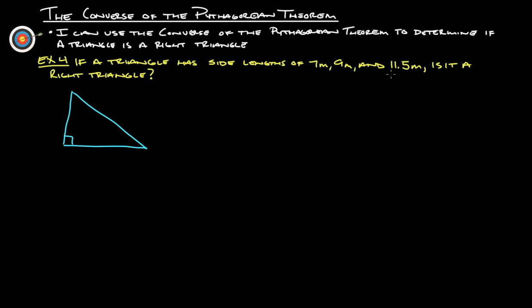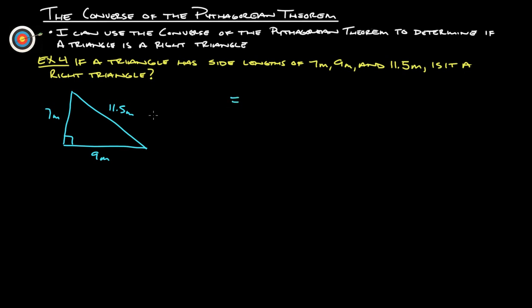So the longest side always has to be the hypotenuse. So this is 11.5 meters, and then 7 and 9 are the two legs. It doesn't really matter which one is which. Since this is the shorter one, I'm going to put 7 meters here, 9 meters here. And we just have to figure out if a squared plus b squared happens to equal c squared, then that means that this triangle is a right triangle. So let's see if it works.